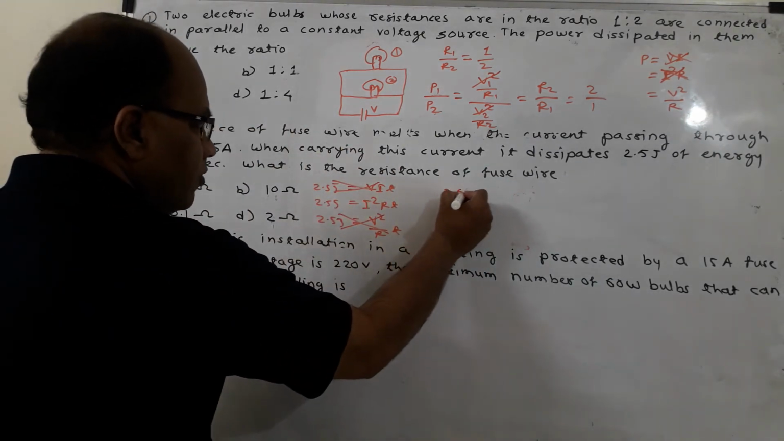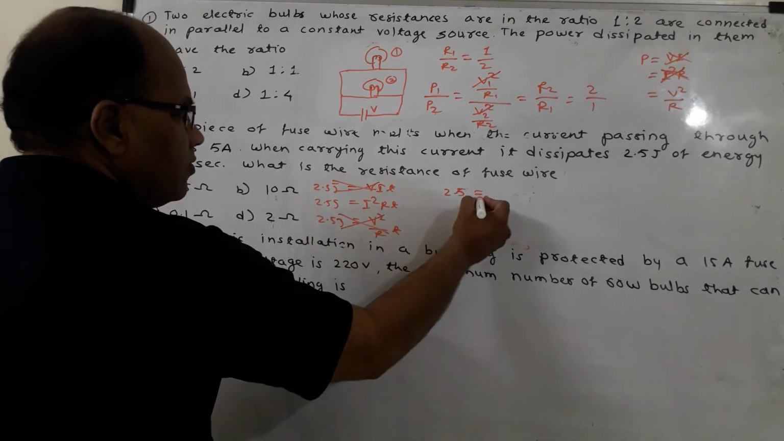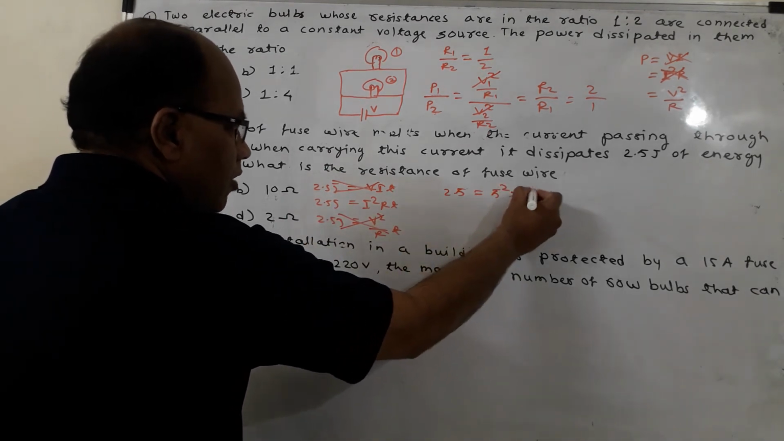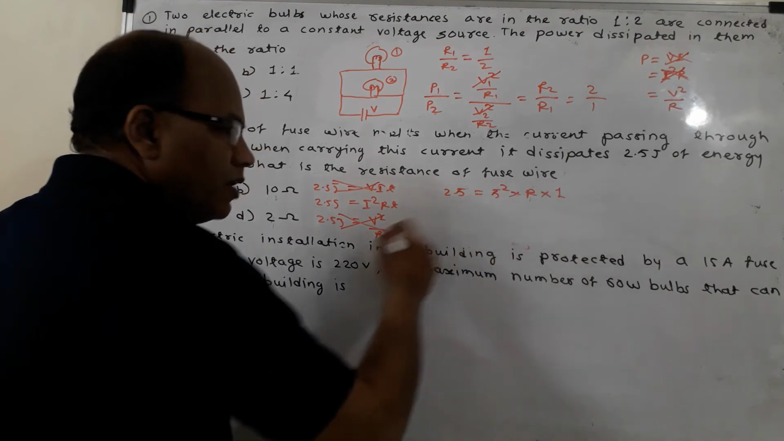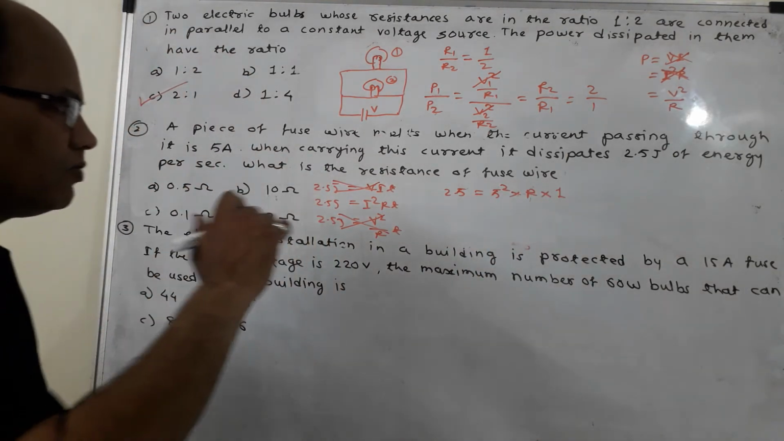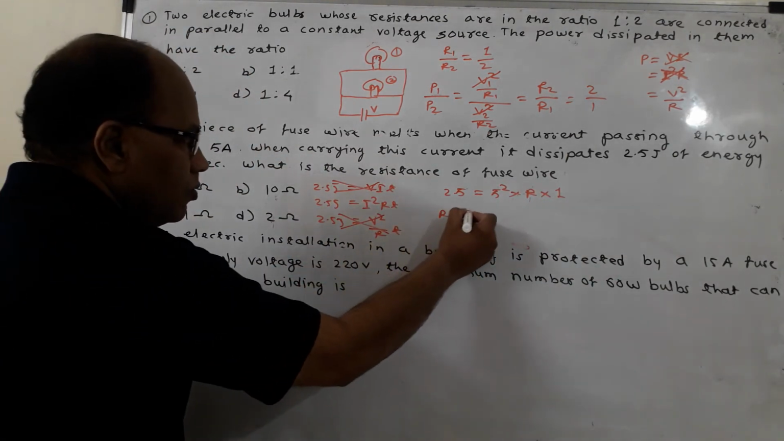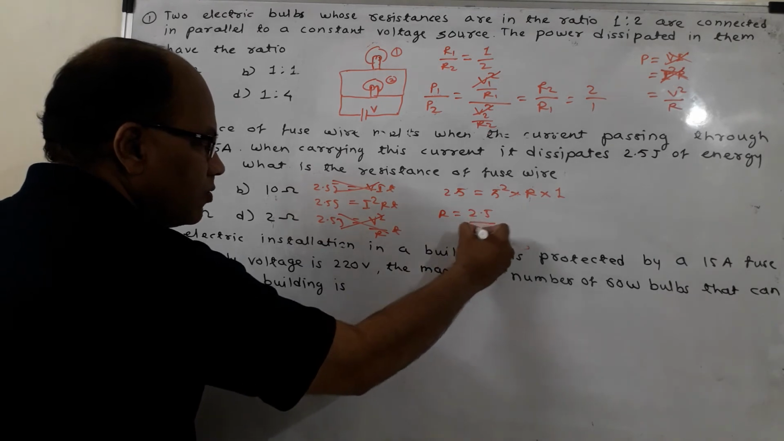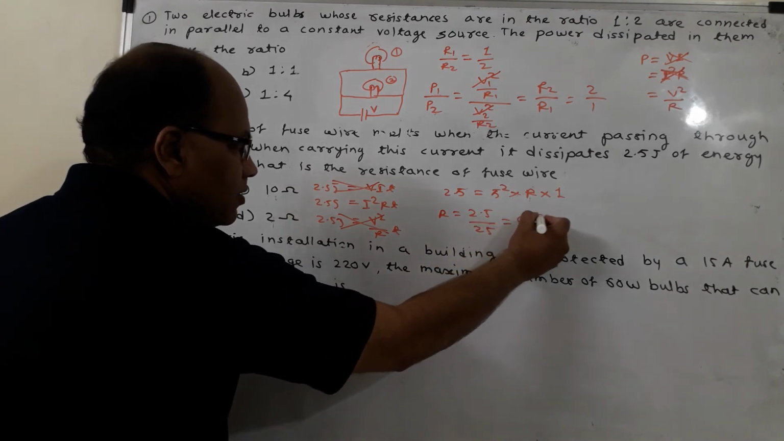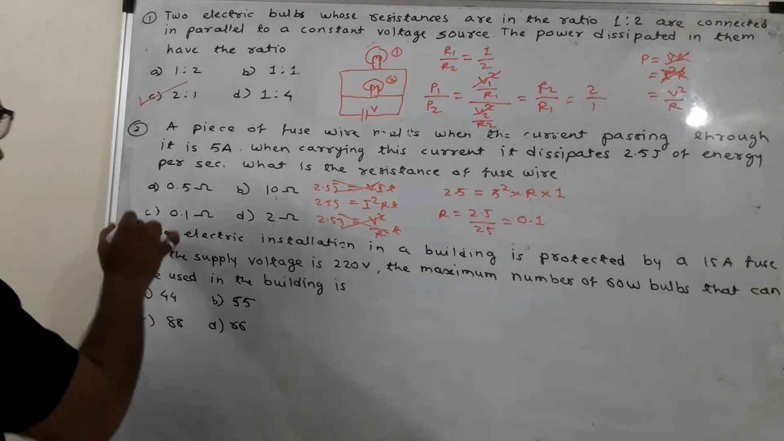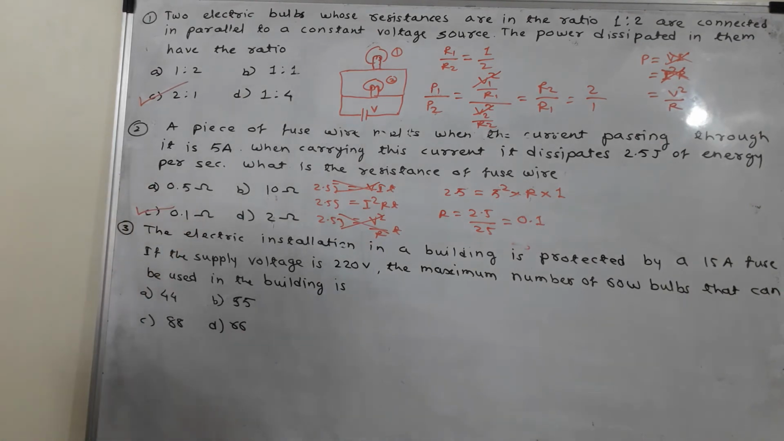So 2.5 is equal to I square, that is 5 square into R, and time is 1 per second, as it is given. So time is 1 and R is equal to 2.5 divided by 5 square, that is 25, which makes 0.1. So 0.1 ohm is the correct answer. So option C is the correct option.